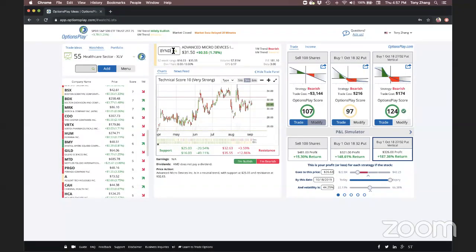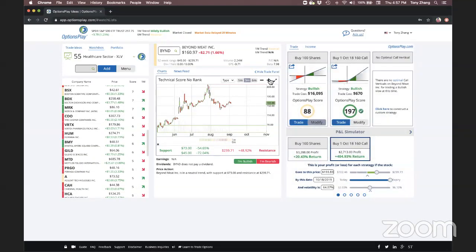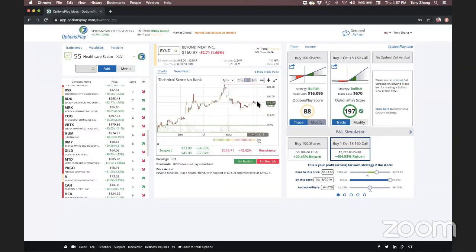Beyond Meat, Joseph is asking for Beyond Meat. This has been a popular one because this thing just started trading. There's not enough trade history to really rank this stock or even calculate the 6 month trend. So there's not a lot going on here. The only thing I will say is options are very expensive, so be careful when you're trading these.